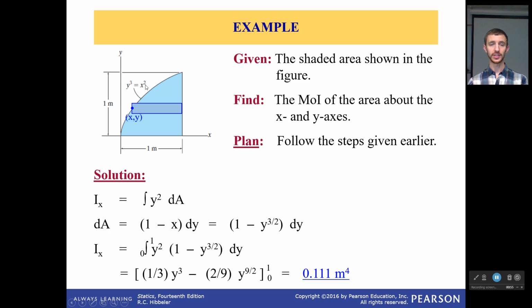Now I see that y cubed is equal to x squared, so I can solve for x in terms of y. I simply take a square root, which means y to the 3/2 is equal to x. So 1 minus y to the 3/2 dy. Around the x-axis, I just take the integral from 0 to 1 of y squared times all of this. While this isn't the best integral in the world, it's not terribly difficult. No very difficult rules here. And I'll get 0.111 meters to the 4th.